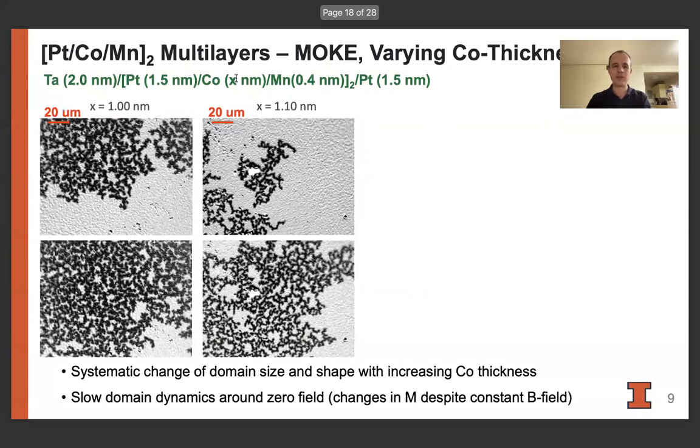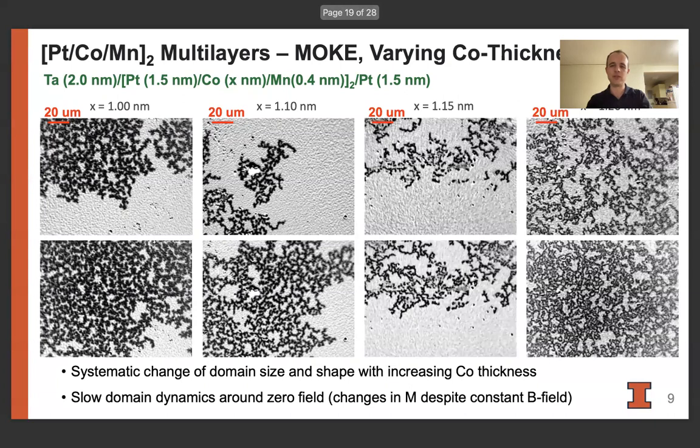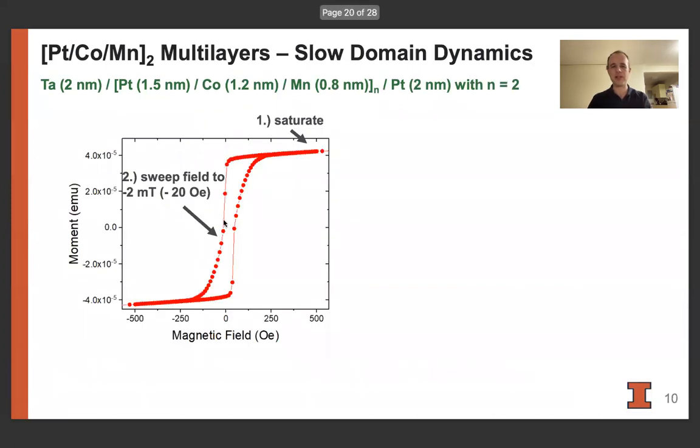Also, as a function of the cobalt thickness, everything is systematic here. So here are shown some images for increasing cobalt thickness. And what is also interesting is that these two pictures, for example, have been acquired at the same magnetic field, almost at 0 field, after saturation at the high out-of-plane field. So there is a slow dynamics changing the domain pattern without even changing the magnetic field.